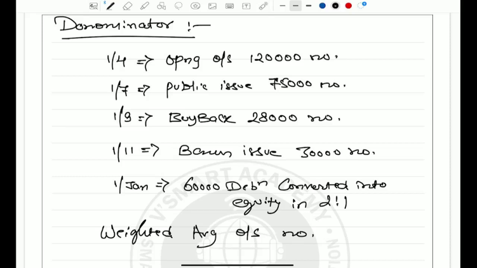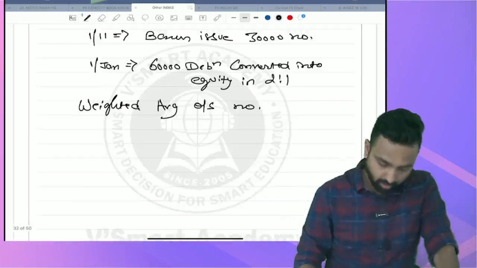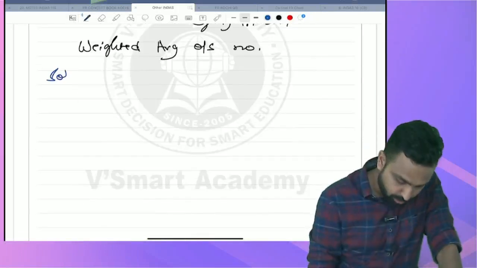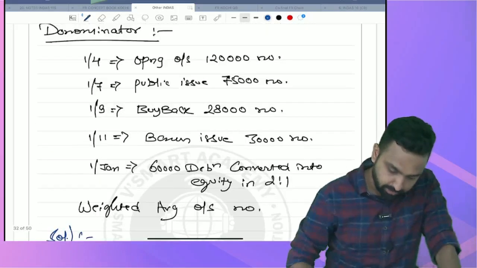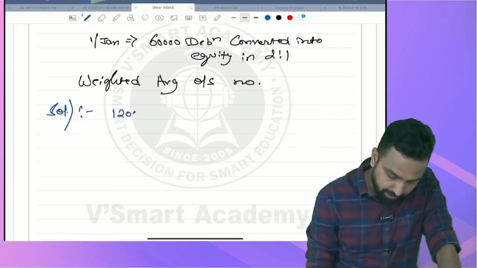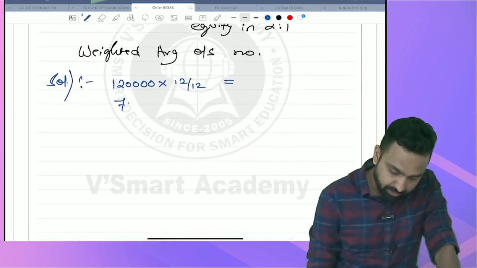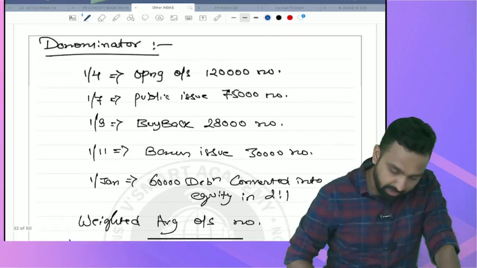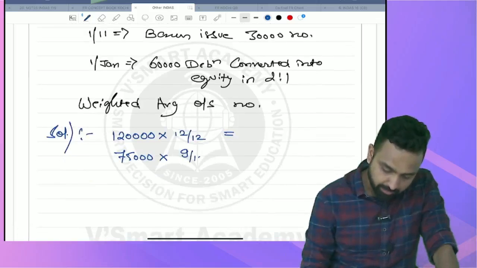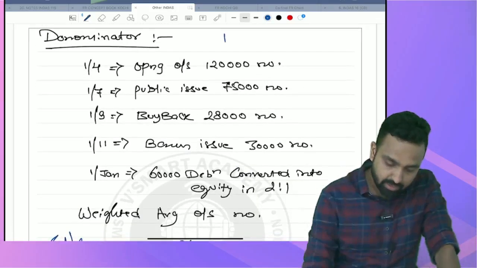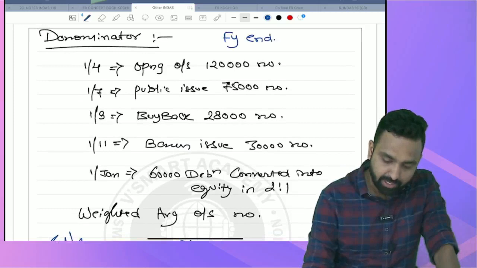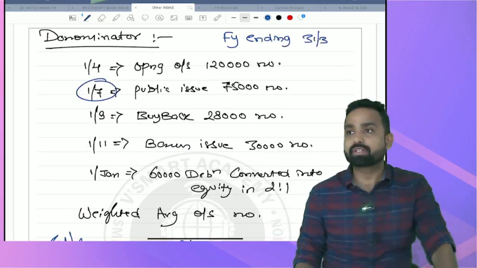Yes. All right. So, how do we do that? Basically, 120 are the opening, multiply by 12 by 12. Public issue 75,000, multiply by 9 by 12. Why 9? See, I am assuming financial year ending on 31st March, and from July to March it's a 9-month period.